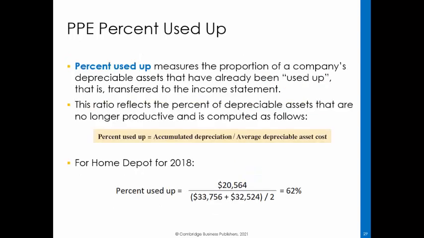for the year. We can also estimate the proportion of a company's depreciable assets that have already been transferred to the income statement. This ratio reflects the percent of depreciable assets that are no longer productive and is computed as shown. For Home Depot for 2018, the assets are 62% used up, computed by dividing the accumulated depreciation by the average depreciable asset cost. If a company replaces all of its assets evenly each year, the percent used up ratio would be 50%. Home Depot's depreciable assets are slightly older than this benchmark.